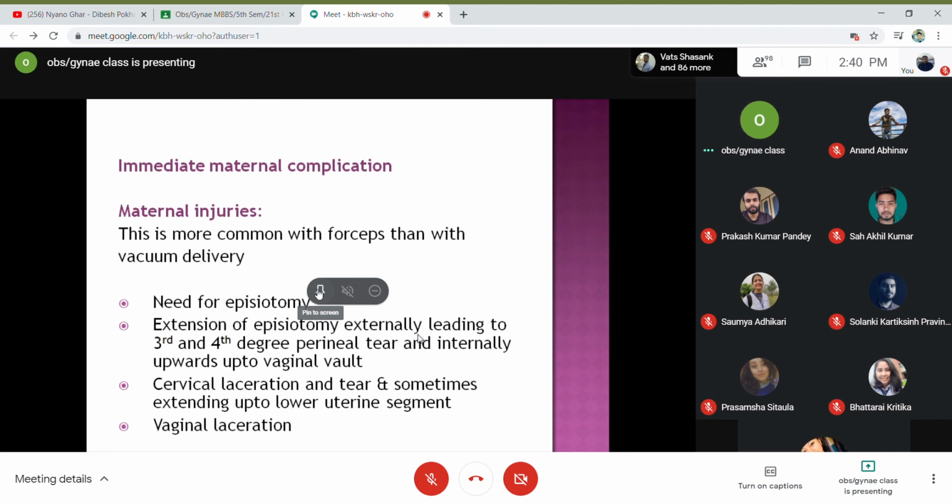Immediate maternal complication is maternal injuries, and this is more common with forceps than with vacuum delivery, because with forceps you have to apply the instrument inside the pelvis. So there is need for episiotomy and extension of episiotomy externally leading to third or fourth degree perineal tear and internally upwards towards the vaginal vault. There can be chances of cervical laceration and tear and sometimes extending up to the lower uterine segment, and there is chances of vaginal laceration also.